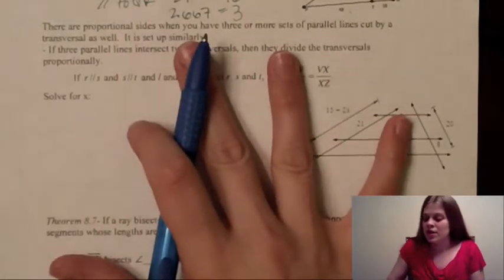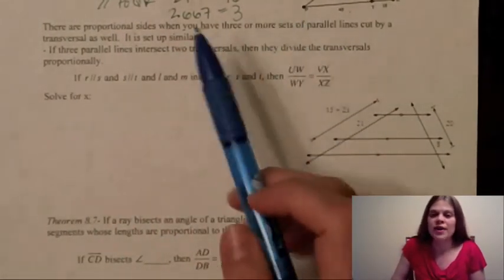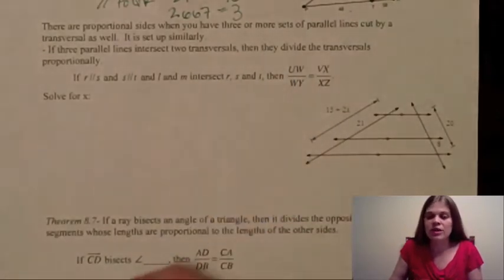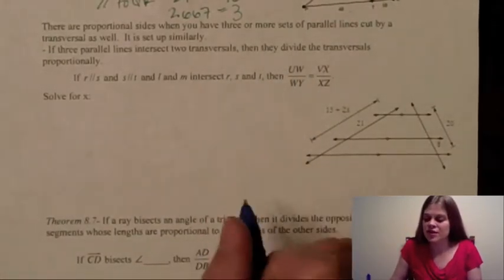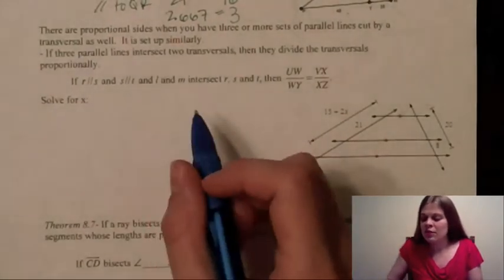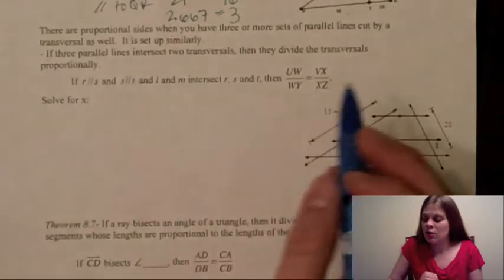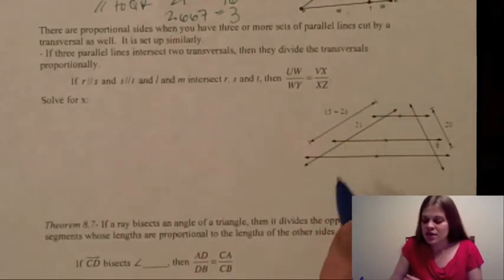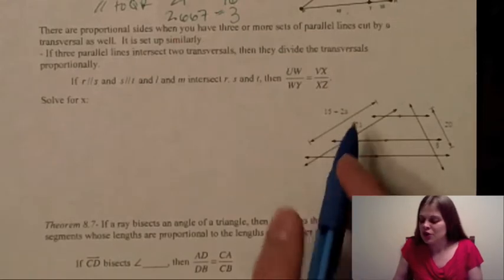Okay, so the other day we talked about the triangle proportionality theorem, which says if you have parallel lines inside a triangle, then the sides are proportional. So we extend that now, but when you have three or more sets of parallel lines cut by transversals, you set it up similarly.